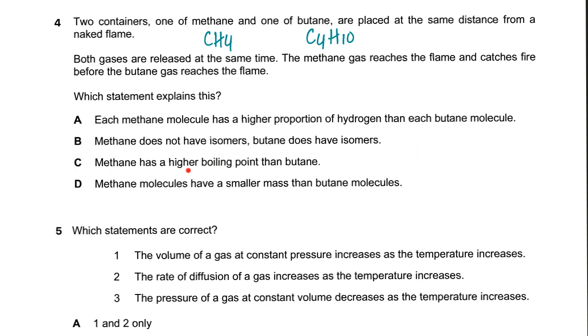Okay. Methane has a higher boiling point than butane. That might be true, but again, boiling points in diffusion? Methane molecules have a smaller mass, and that's the only thing that can talk about a higher diffusion rate, right? Otherwise, temperature, but there's no temperature difference here. It's just a room with two gases in it, right? So D is the option here. D. Let's move on.